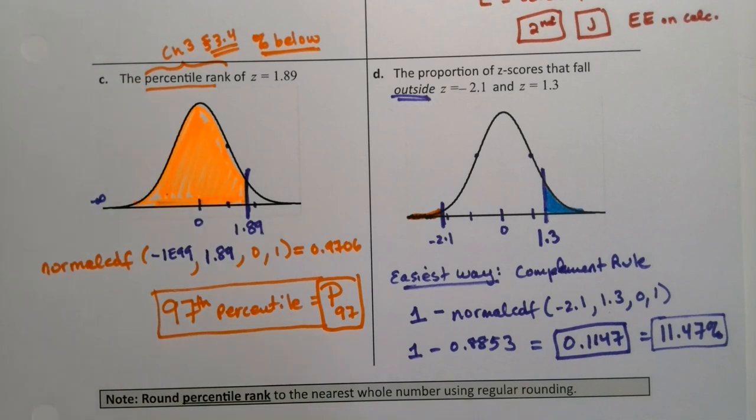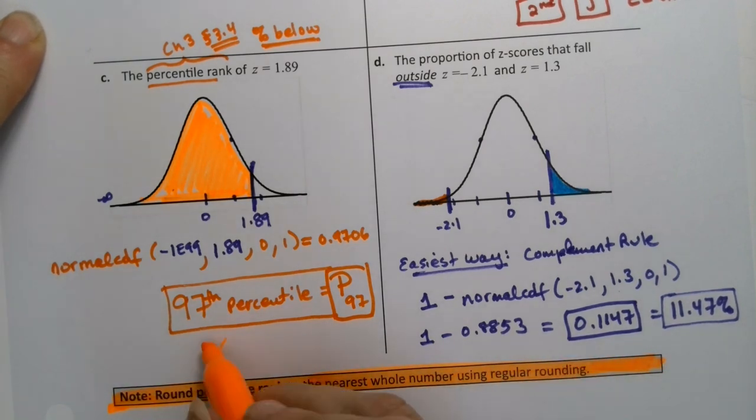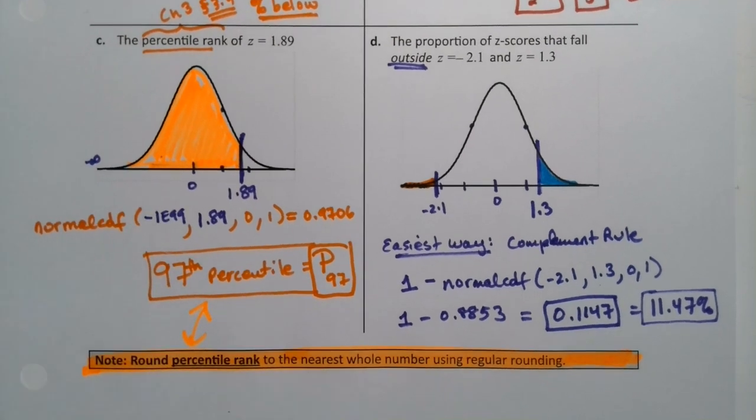And notice really quickly that I mentioned that you have to round your percentile rank to the nearest whole number, which is why I made that 97 rather than circling the 0.9706, which wasn't actually the answer for that particular question.